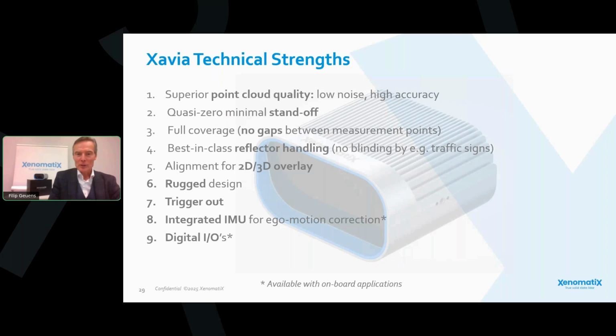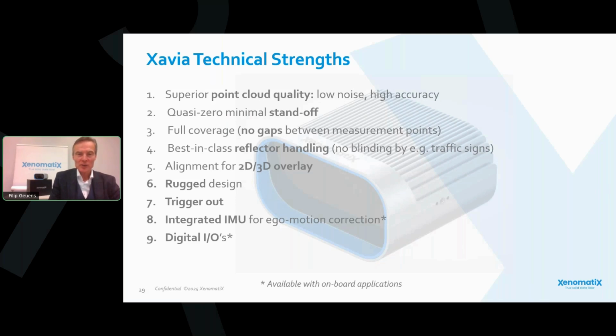You can see a very reflective object close by and at the same time see a very dark reflector far away without any distortion, and there is no saturation, there is no blooming, and there is no impact caused by the highly reflective object nearby. Xavia 6D delivers you a perfect overlay between the 2D image and the 3D point cloud, thanks to the pre-alignment between the two. And Xavia also has a rugged design.